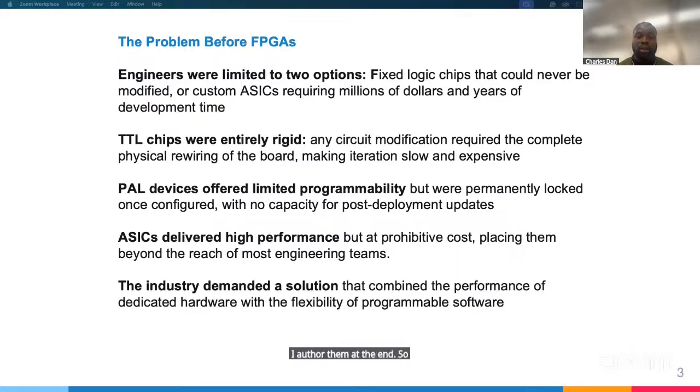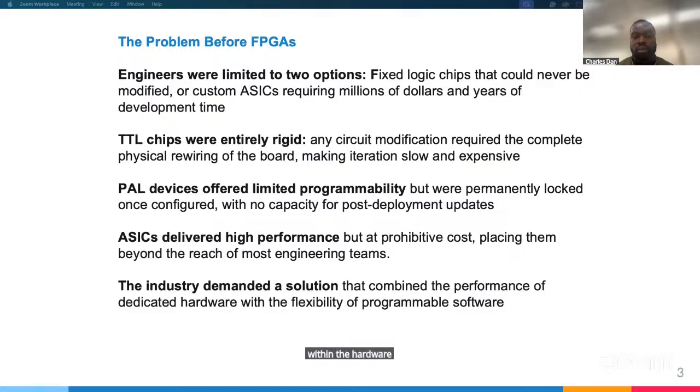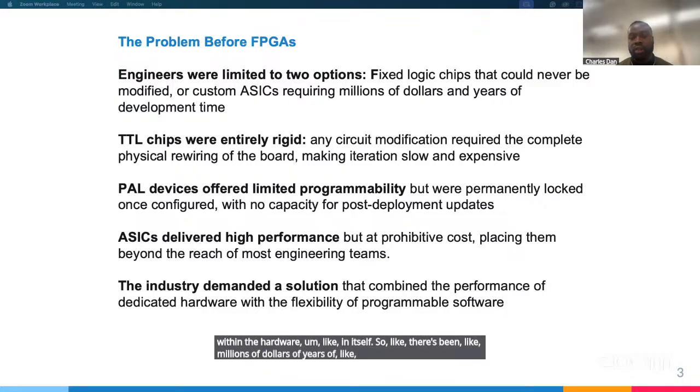Which brought us to the term ASIC. ASIC is an application-specific integrated circuit. Once you configure it, or once you tape out, you cannot make any changes within the hardware itself. They spend millions of dollars and years of development just to get the first chip, which cannot easily be reconfigured.